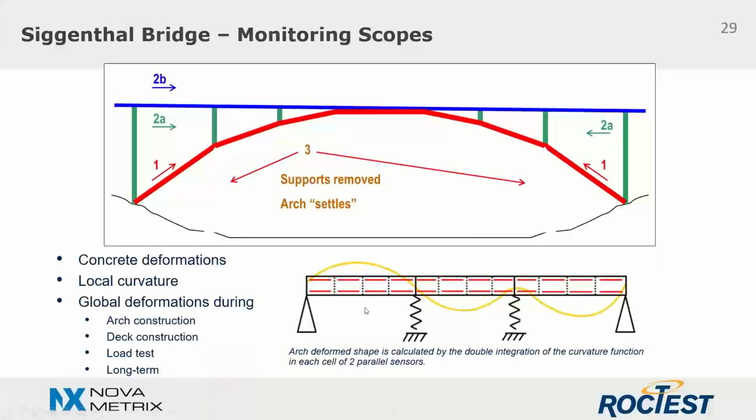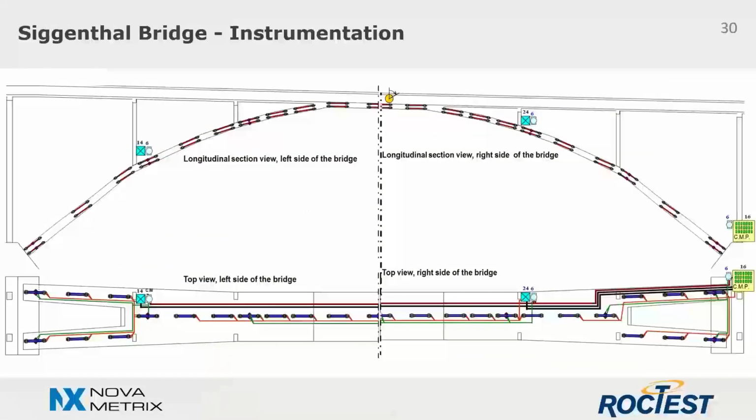The method how to calculate the deform shape of a beam. So the bridge is now instrumented with 58 long gauge deformation sensors, 2 inclinometers, and 8 temperature sensors. So pairs of parallel sensors were embedded in concrete parallel to the arch axis, which is a usual methodology.